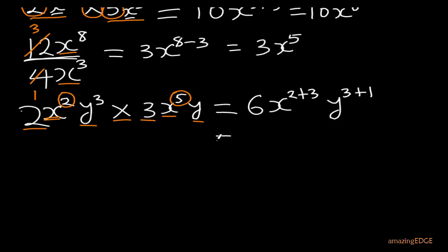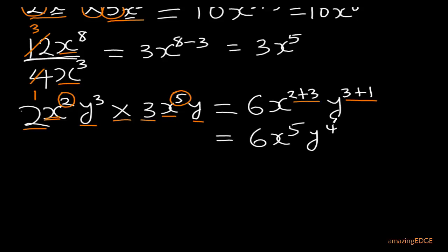So we return this as equal to 6x raised to power 5, because 2 plus 3 will give us 5. Then again, for the variable y, 3 plus 1 will give us 4. So we write y raised to power 4. So that will be the simplification of that problem.